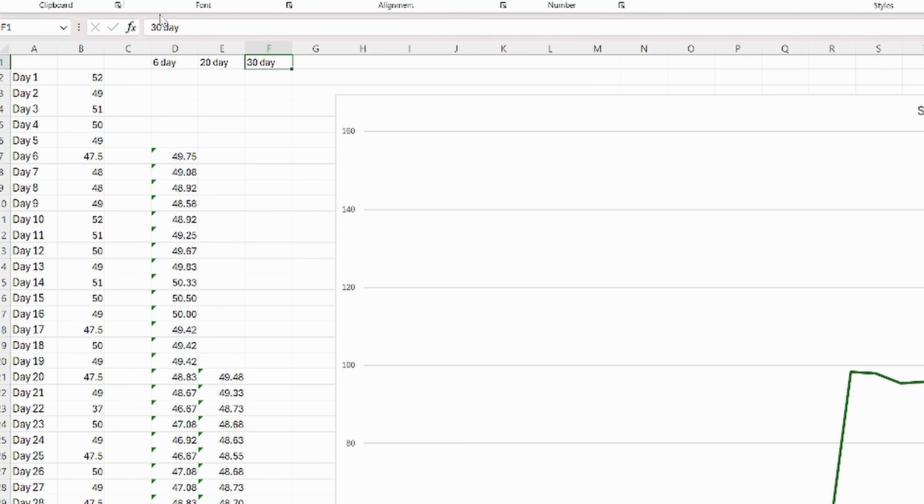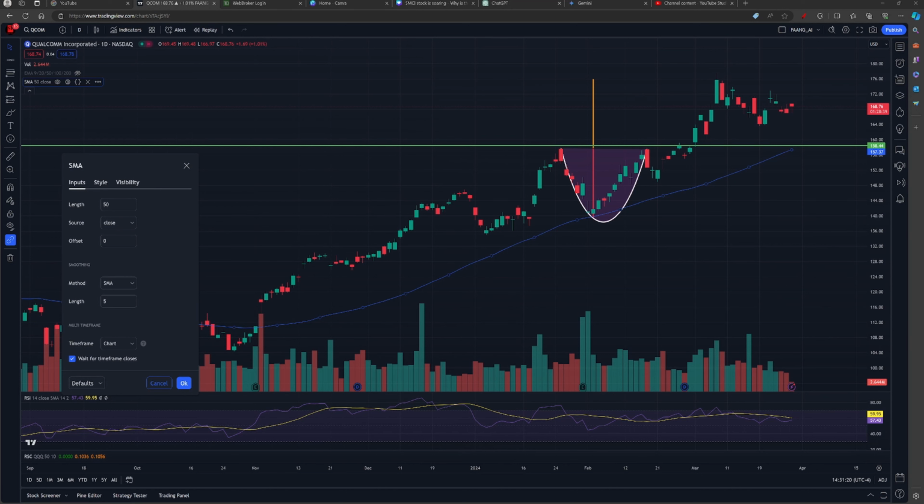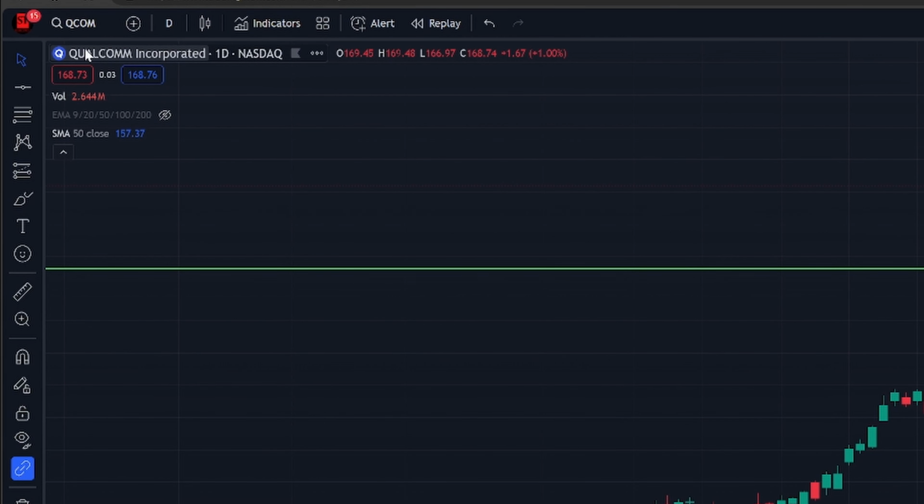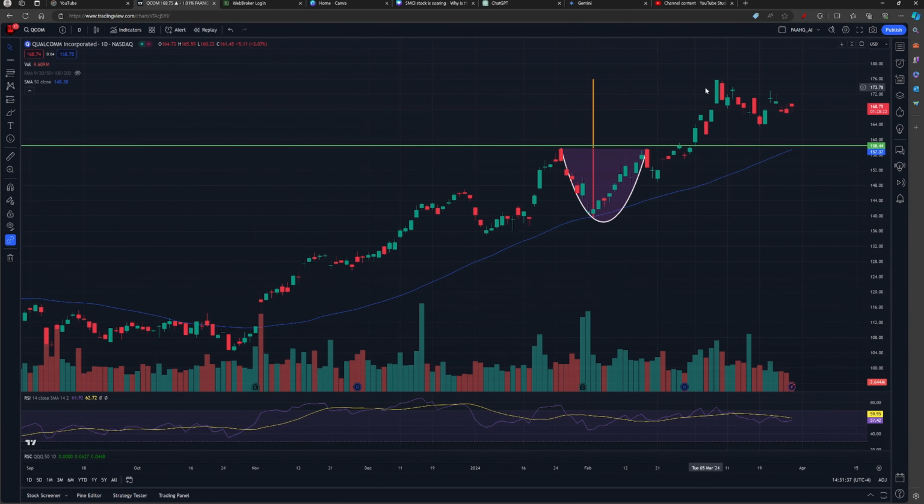Now the question is, why would I pick a 20-day, or why would I pick a 6-day, or why would I pick a 30-day? Here we are in the TradingView platform, and what you're seeing is the chart for Qualcomm. And how do I know that? It's because it's written here, Qualcomm. It's a 1-day chart, and the reason I know it's a 1-day chart is because it's written 1D here. What it means is that each of these candles is a 1-day candle. We have spoken about that in the very first episode.